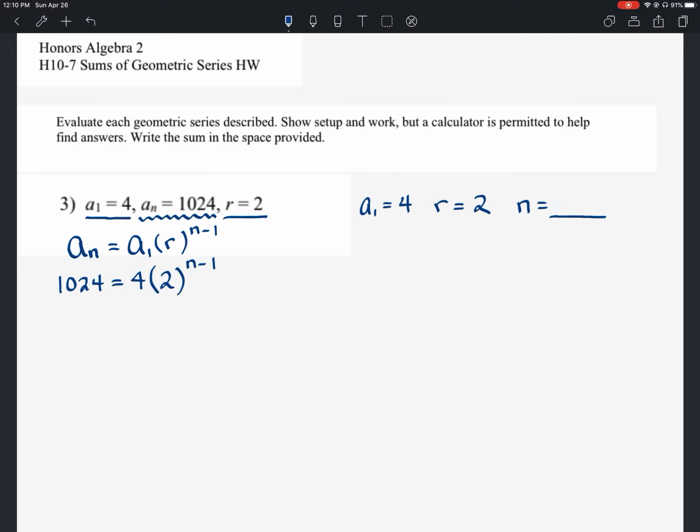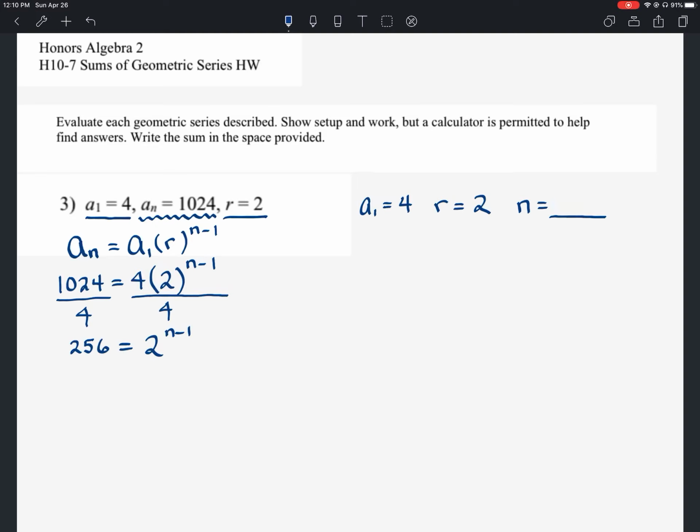So first thing here, let's get rid of this 4, right? We can't multiply 4 times 2 because of the exponent, so we can divide both sides by 4. And when we divide 1024 by 4, that should be 256, right? And that still equals 2 to the power of n minus 1.